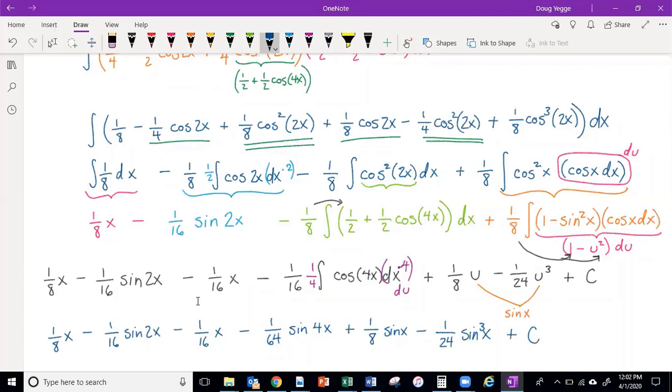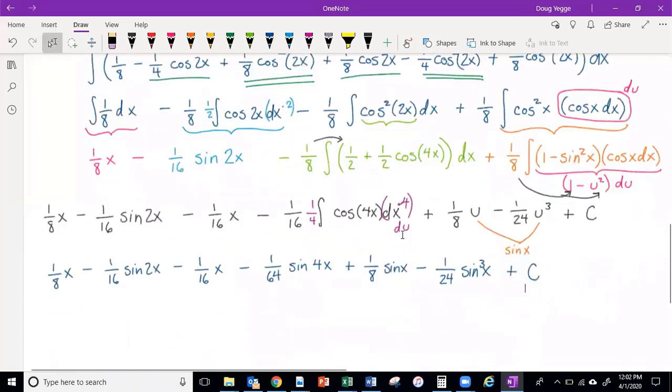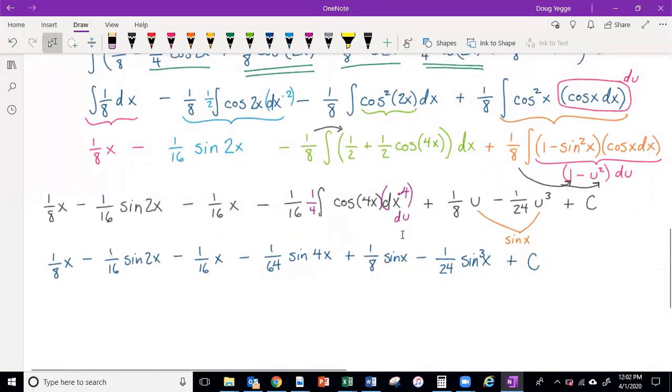The only thing I would do at this point is combine a couple of terms that are similar, but there's not a whole lot that are. Notice that in this case you could combine the 1/8 x and the 1/16 x. That's it. You can't combine terms that have a 2x and a 4x, or a 2x and a 4x and an x. You can't combine quantities that are being cubed. So it looks like that's about all we could do.